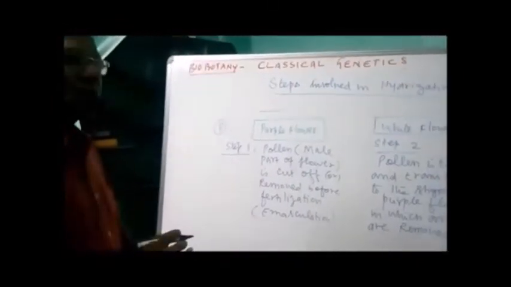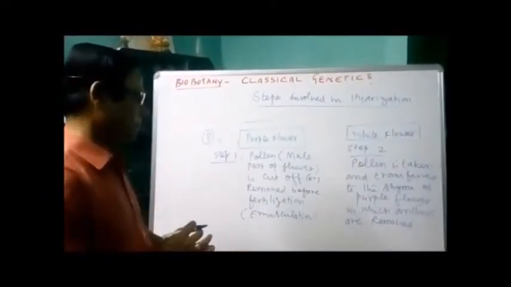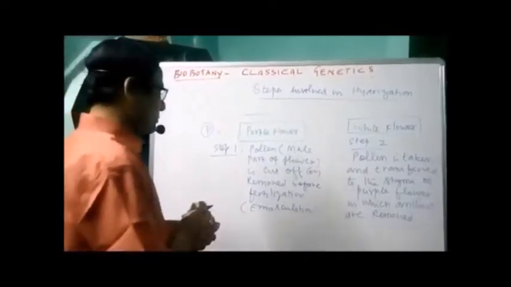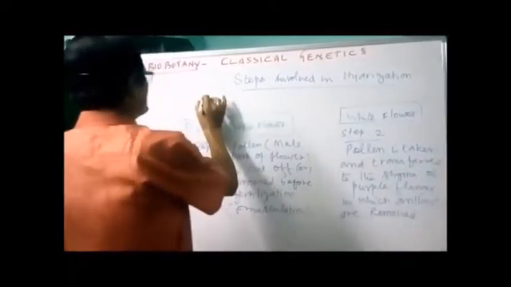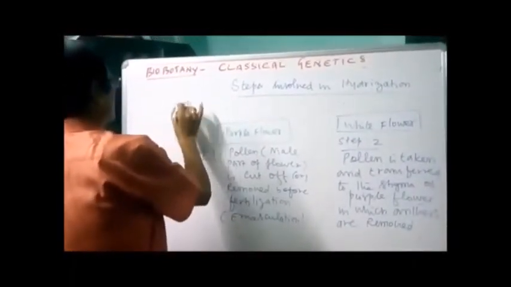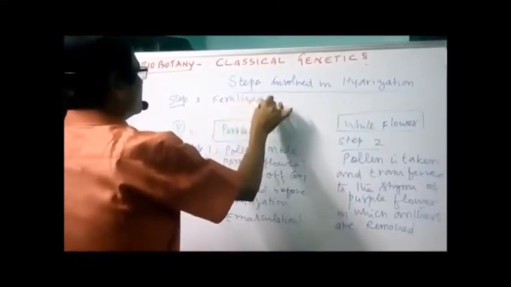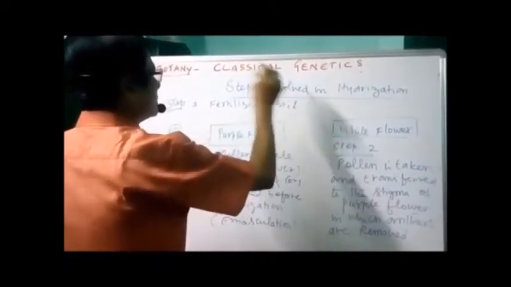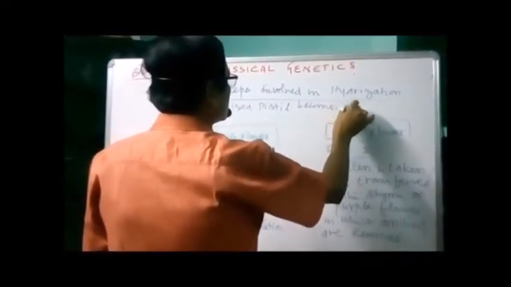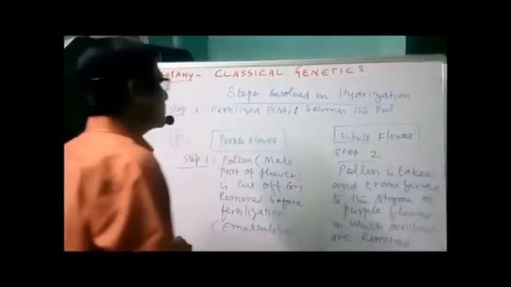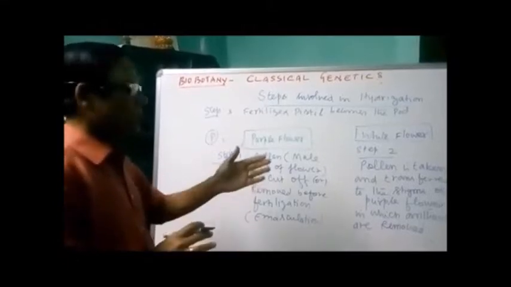So what we are doing is cross-pollination, between two different varieties of the same plant. Step number 3: the fertilized pistil actually becomes the pod. So the pod is formed from the fertilized pistil after the pollen grains are dusted.